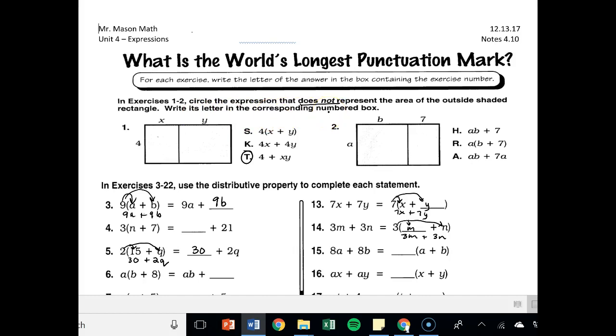So, basically, for area, it's length times width. Hence, we could do 4 times x plus 4 times y, which is k, so that's one of the options. Or I could add x and y together and then multiply by 4, so that's why s is also one of the answers, so I couldn't just do t. So number 2, I could do a times b plus a times 7, which is ab or 7a, or I could do a times the grouping of b plus 7, so that's out. So h is the one.